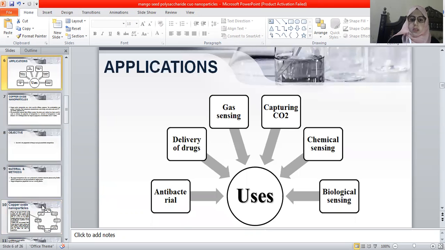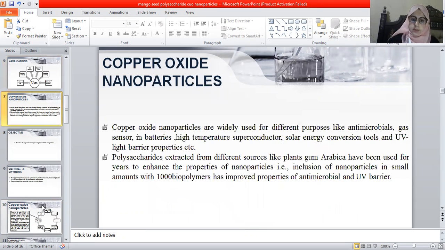They have a lot of applications, like biological sensing. They are used in capturing of carbon dioxide, gas sensing, and delivery of drugs. Copper oxide nanoparticles are widely used for different purposes and are a very common class of nanoparticles, while the polysaccharide that we have used in this project is extracted from plants like gum arabic and has been used to enhance the properties of nanoparticles for several years.